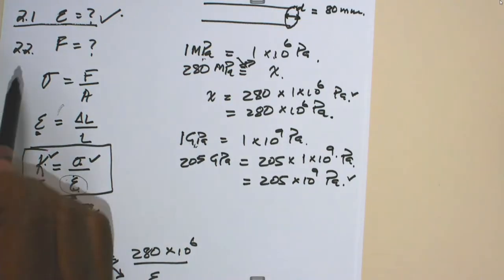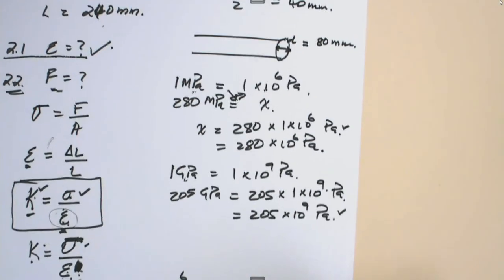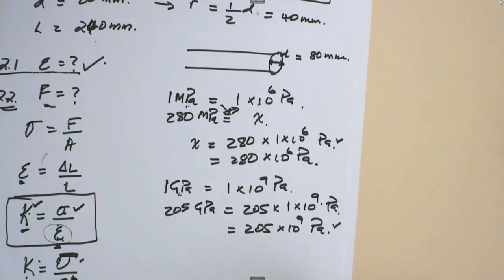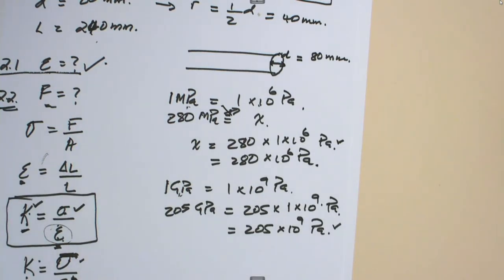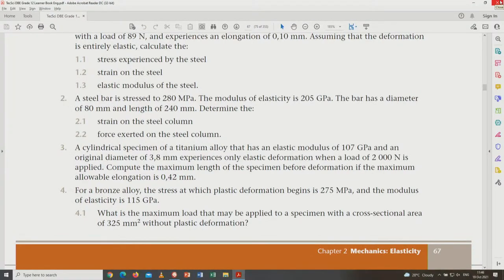The second one requires us to find the force. It looks like I've forgotten what the question looked like. It says calculate or determine the force exerted on the steel column. The steel bar is stressed to this. The modulus of elasticity is that. The bar has a diameter of that and a length of that. So they say determine the force exerted on the steel column. So how would we do that?